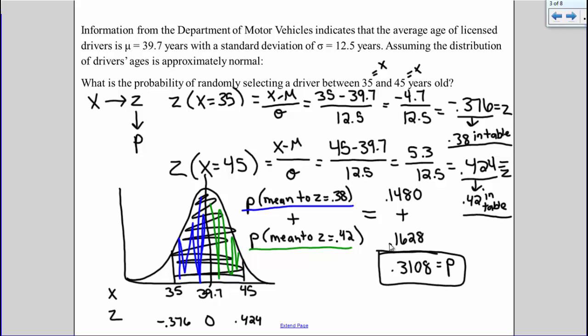as your final answer. So just breaking this down, if we turn it into percentages, 14.8% of drivers are between 35 and 39.7. 16.28% of drivers are between the age of 39.7 and 45. Add those two together, and you know that 31.08% of drivers are between age 35 and 45, or we could say there's a 31.08% chance of randomly selecting a driver between 35 and 45, or the probability of randomly selecting a driver between 35 and 45 is 0.3108.